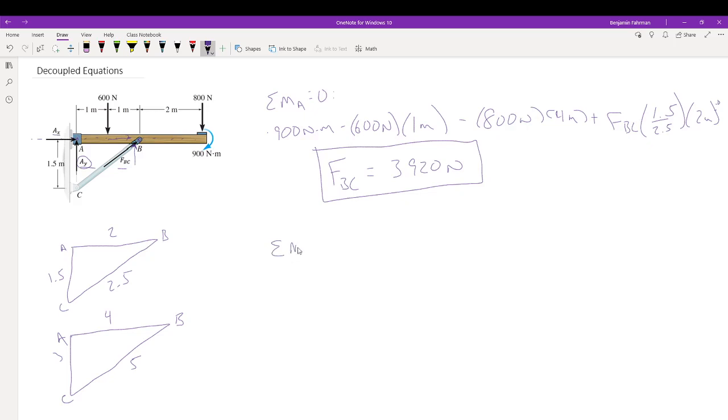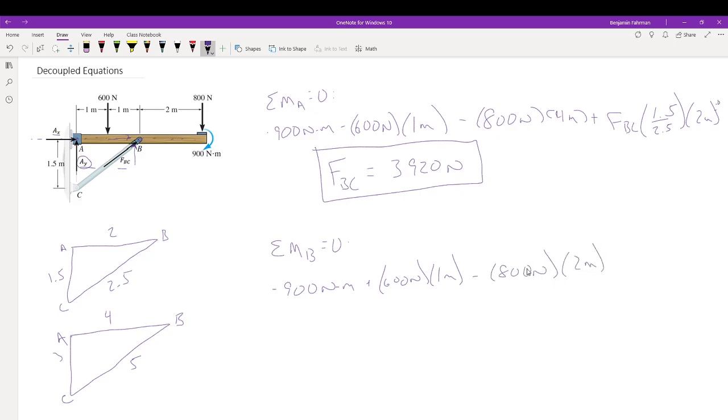So let's find the sum of the moments about point B and set that equal to 0. Again, we're going to have this minus 900 Newton meters. If we sum moments about any point, we got this value in there. If we were to sum forces, we would not have that. We're going to have plus 600 newtons, which is acting at 1 meter away, plus, because it's generating a tendency to rotate counterclockwise, minus 800 newtons times 2 meters.